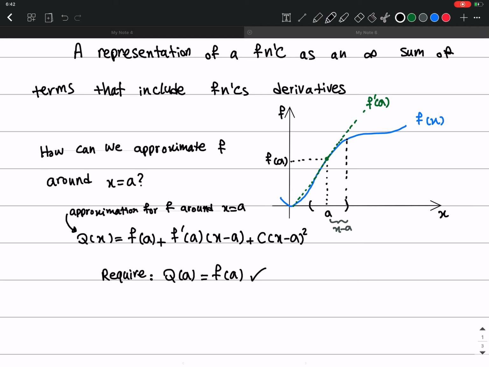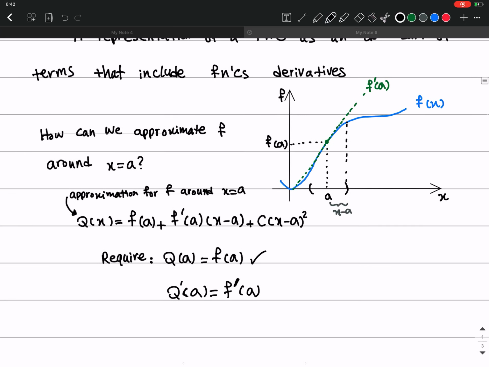And to make this approximation even more accurate, I also want this approximated function, its first derivative, second derivative, I want them to be also equal to the derivatives of the f(x) function. So the second requirement that I'm going to make is Q prime at a should equal f prime at a. Okay, so let's investigate this.